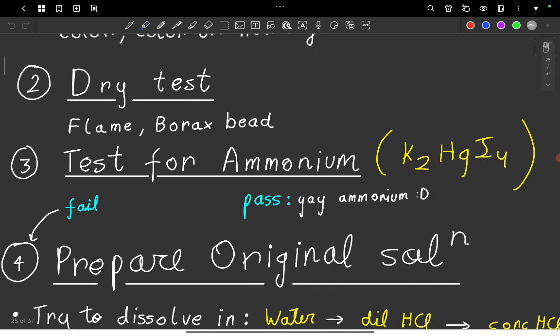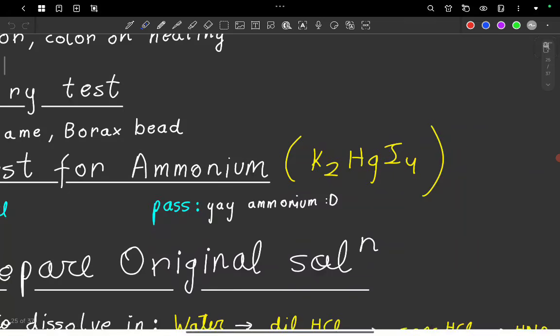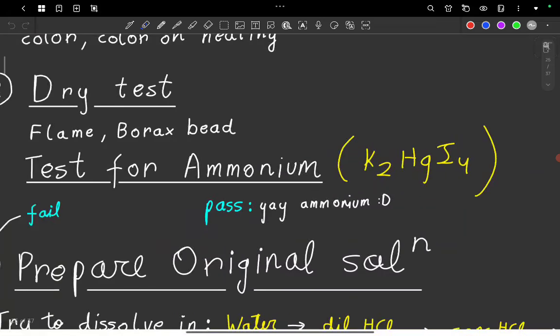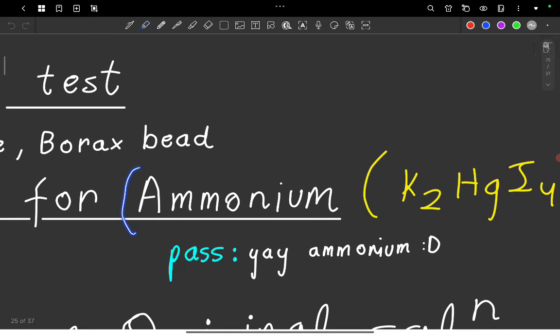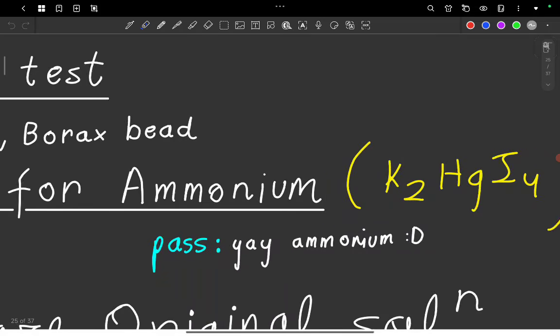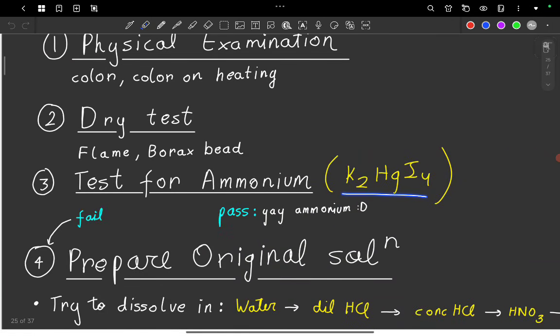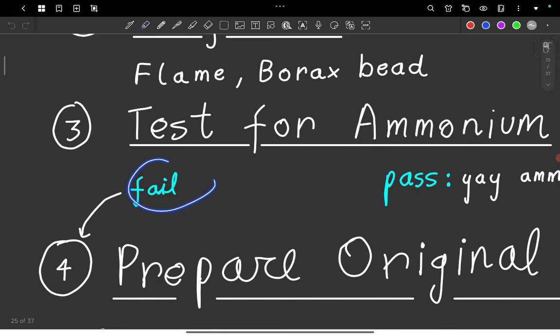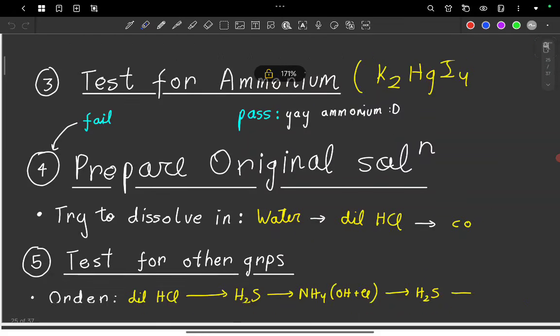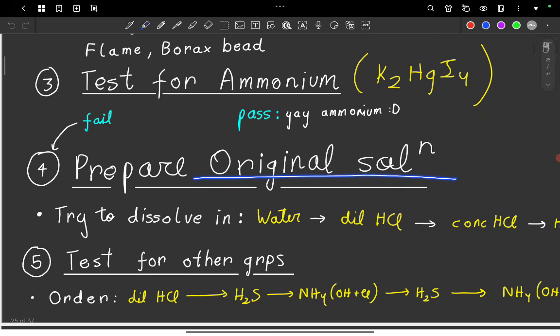And the third thing we are going to do is test for the ammonium ion. All the other cations are metals, but ammonium is the only non-metal cation we have to study, and we are going to test it using K2HgI4, Nessler's reagent. If the test passes, then we can confirm the presence of the ammonium ion, and if it doesn't, we are going to prepare a solution called the original solution.